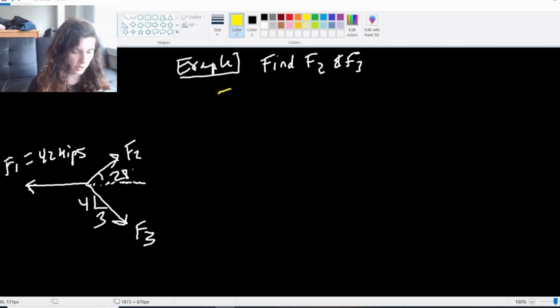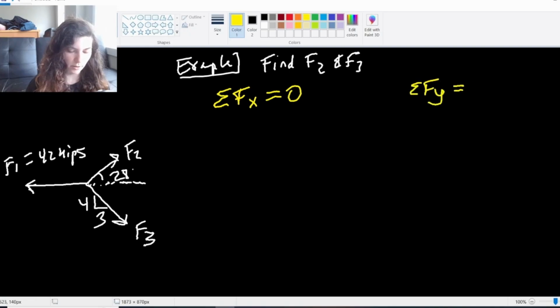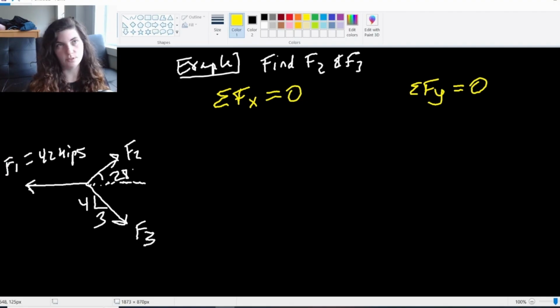So our two equilibrium equations again are that the sum of all the forces in the x direction is 0, and the sum of all the forces in the y direction is 0. The way that I write that out is I need to find all of my components of each force and add them together and set them equal to 0. It does mean that we're going to have our unknowns within those equations, right? We're going to have F2 and F3 just marked as F2 and F3. We don't know what they are. We're going to have to set up these equations so that we can solve them. So let's look at this Fx first.